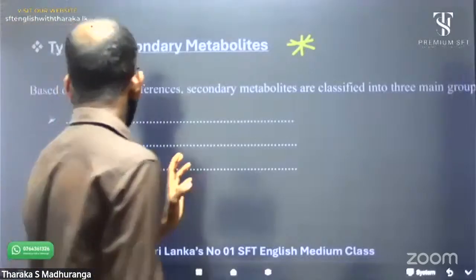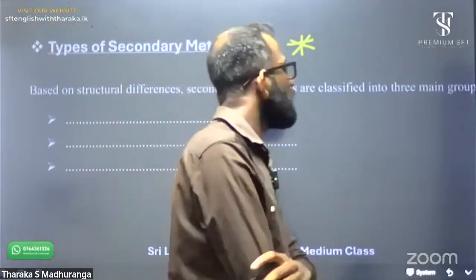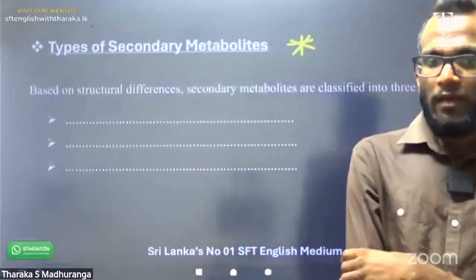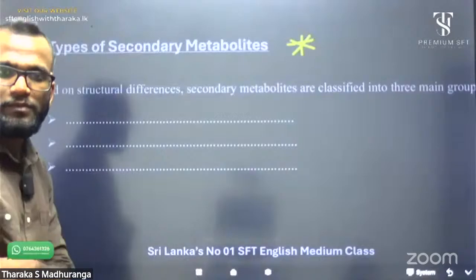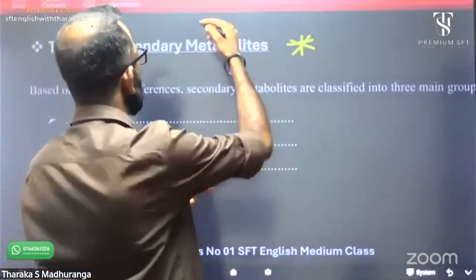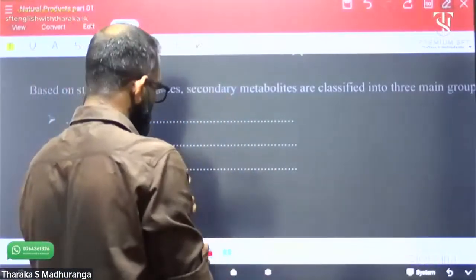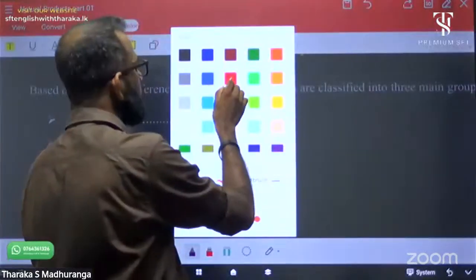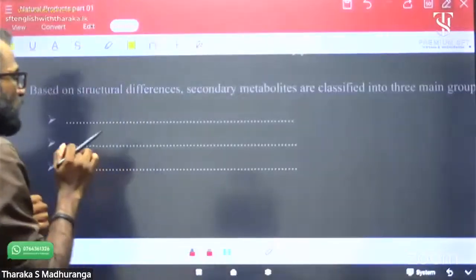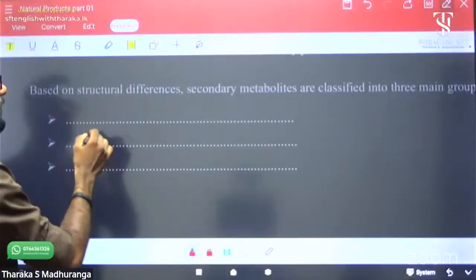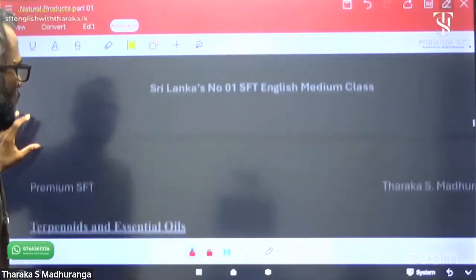Based on the structural difference, secondary metabolites can be classified into three main types. Sometimes it is four types. If in the exam they ask for four main types of secondary metabolites, you have to write four. I will explain. Okay, the first one is the terpenoid and essential oil.